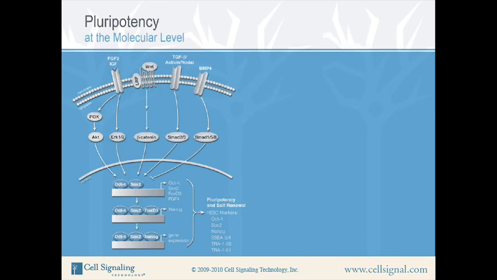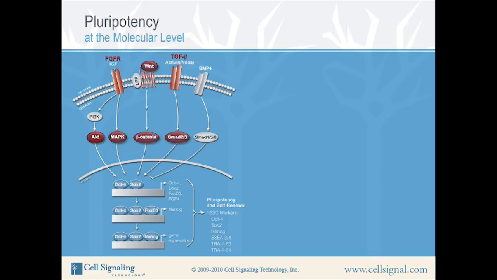Pluripotency at the molecular level. At the molecular level, the predominant signaling pathways involved in human ESC pluripotency and self-renewal are TGF-beta, which signals through SMAD2 and 3, and FGFR, which activates the MAPK and AKT pathways. The Wnt pathway also promotes pluripotency through activation of beta-catenin.